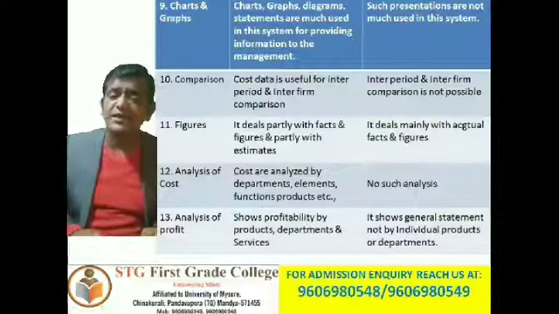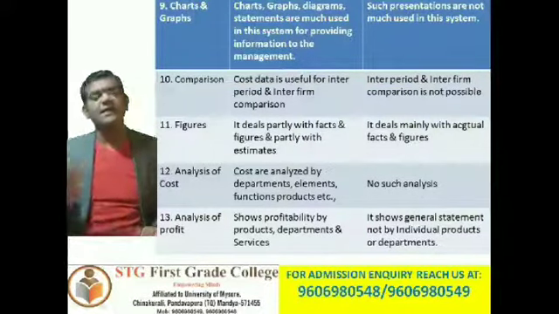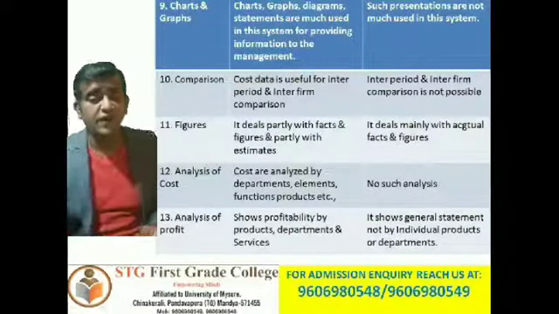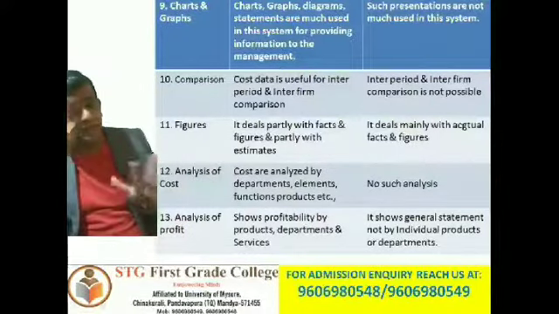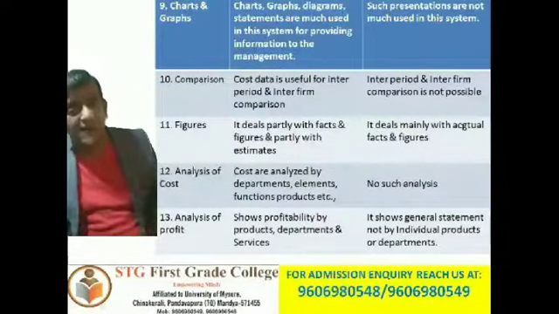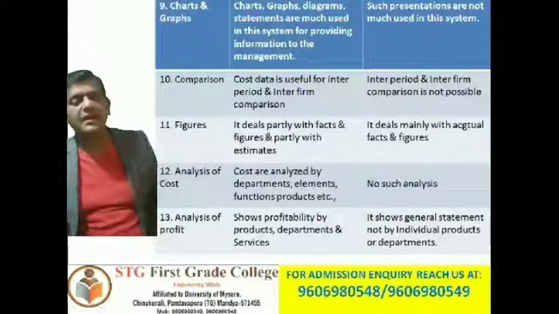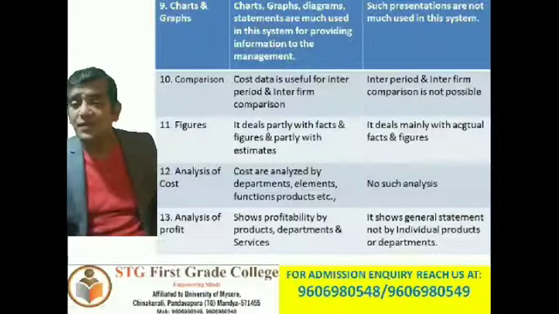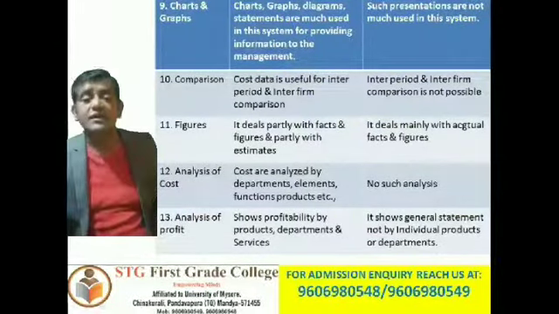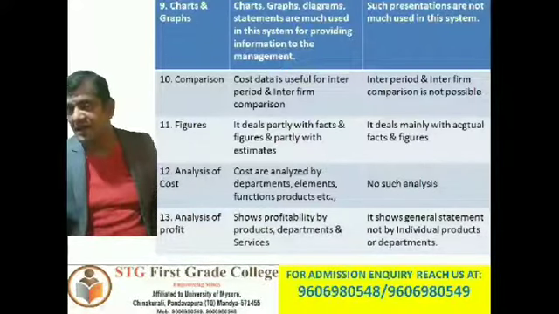Point number 11, figures. Cost accounting deals partly with facts and figures and partly with estimates. It does not deal with 100% facts and figures, but partly with facts and figures and partly with estimates, that is, quotations. But in financial accounting, we mainly deal with actual facts and figures.